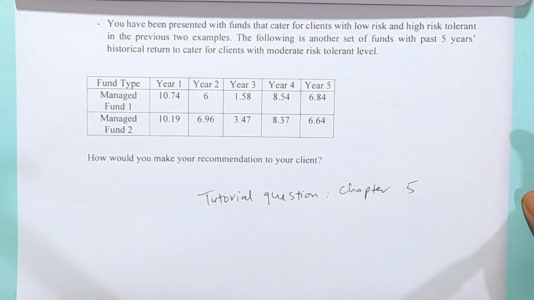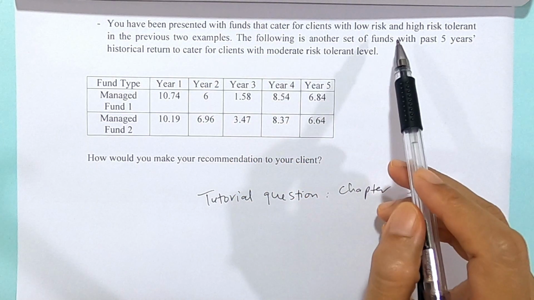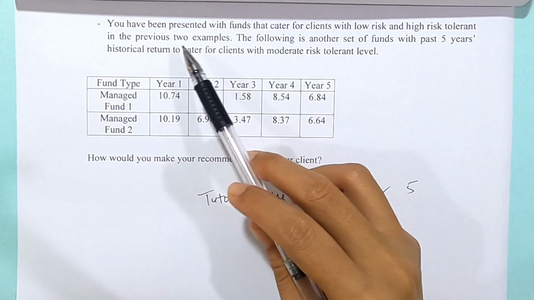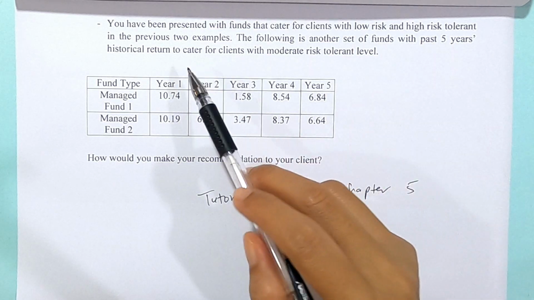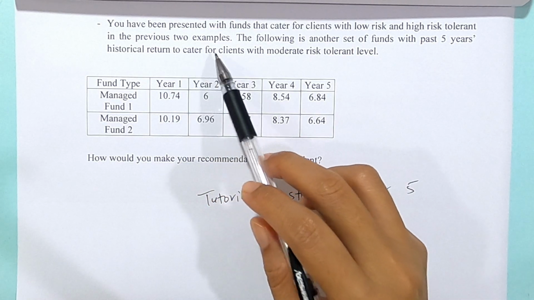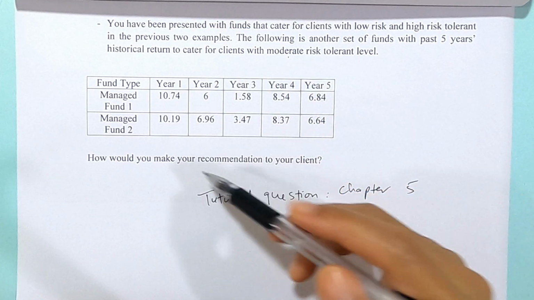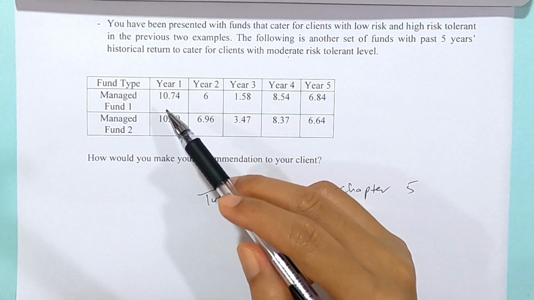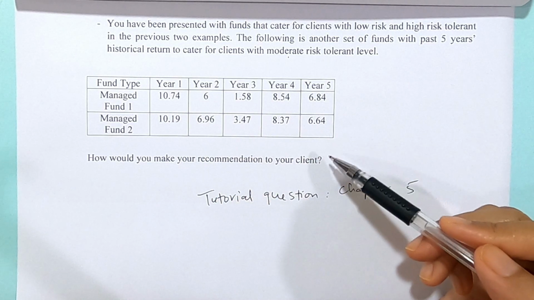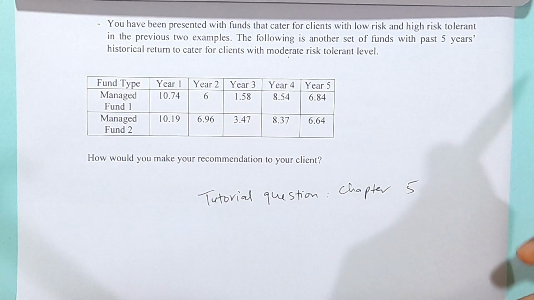Now this is about the tutorial questions. You have been presented with funds that cater for clients with low risk and high risk tolerance in the previous 2 examples. So the following is another set of funds with past 5 years historical return to cater for clients with moderate risk tolerance level. So how would you make your recommendation to your client? By having this information, you have to make a further analysis and make a recommendation of investment for your client.